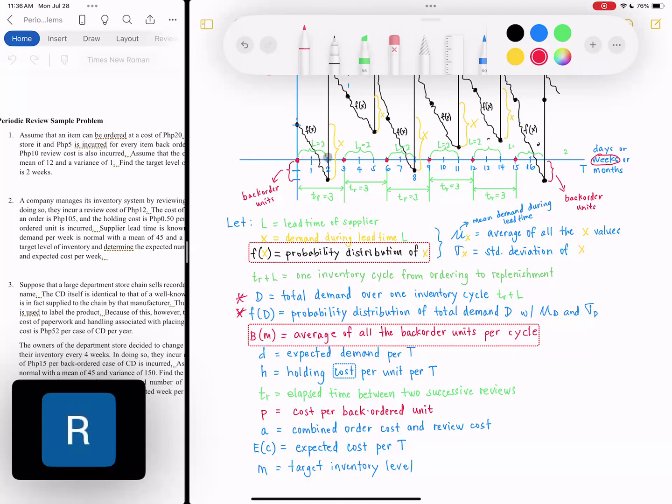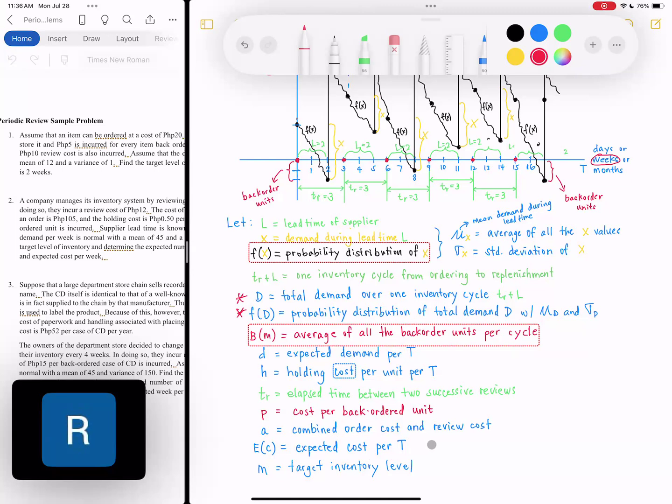Anyone? How many weeks is one cycle? Five weeks, sir. Five weeks, right? That's your TR plus L. Okay, that's five weeks. So all you have to do is, since you have already calculated the expected cost per week, you just multiply that cost by 5.